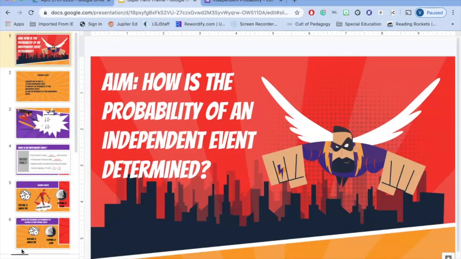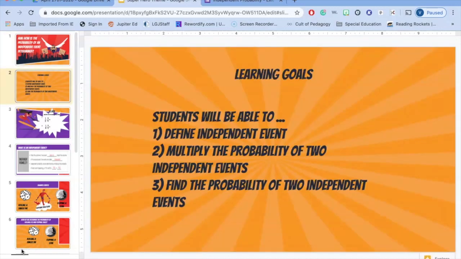It's Mr. Ramos, and this is our aim for today. Our aim is how is the probability of an independent event determined? So we're going to be looking at independent events, and for today, our learning goals. You will feel successful if you will be able to define an independent event, multiply the probability of two events, and find the probability of two independent events. Now, I know that's a lot of information, but we will get to it.